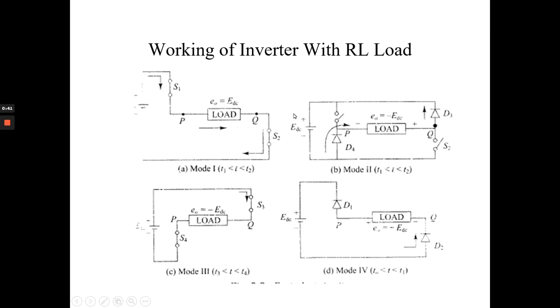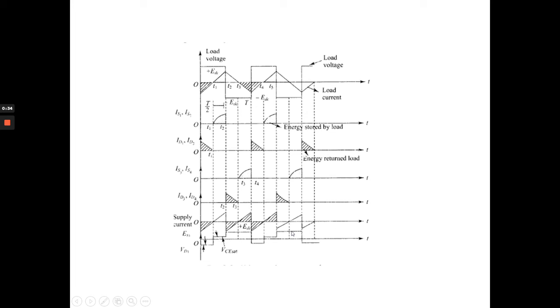Now we'll see working of inverter with RL load. Mode 1, mode 2, mode 3, mode 4. And the waveforms of load voltage and load current, current flowing through switches S1, S2, S3, S4 and supply current waveform are shown here.